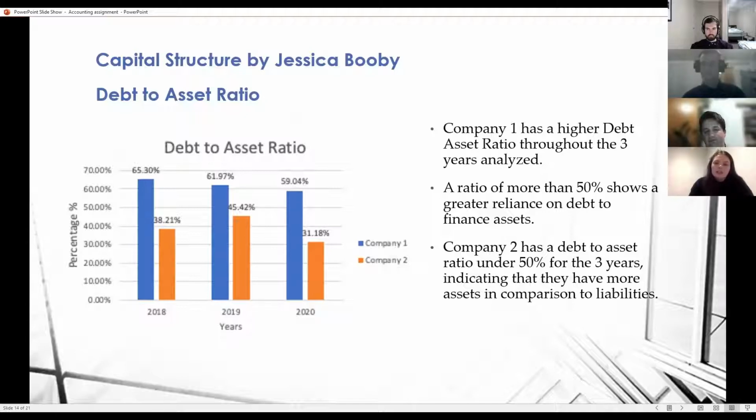Now, debt to asset ratio is an indication of how many dollars of liabilities exist per dollar of assets. Company one has a higher debt asset ratio throughout the 3 years analysed. A ratio of more than 50% shows greater reliance on debt to finance assets, which you can see company one has. Company two has a debt asset ratio under 50%, however, indicating that they have more assets in comparison to liabilities.